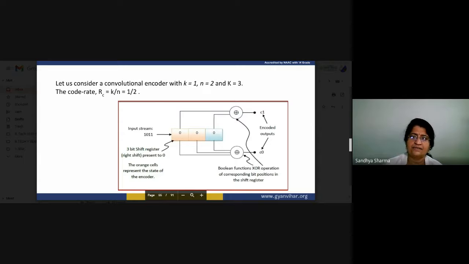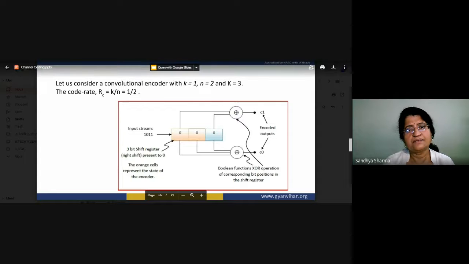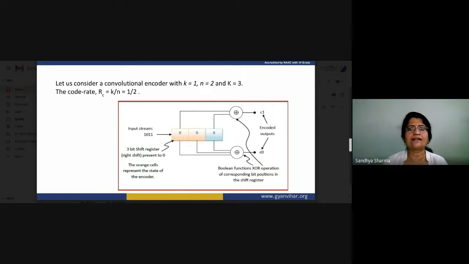In this figure we will see our general encoder. You can see the shift registers. There is an input stream, 1011, and this is the 3-bit shift register. It will be right shifted. Presently, all bits are 0.